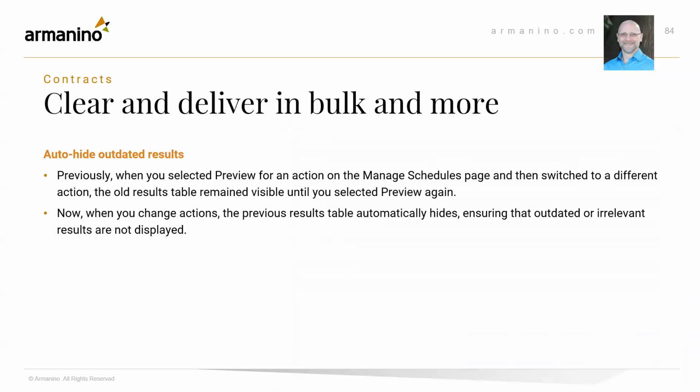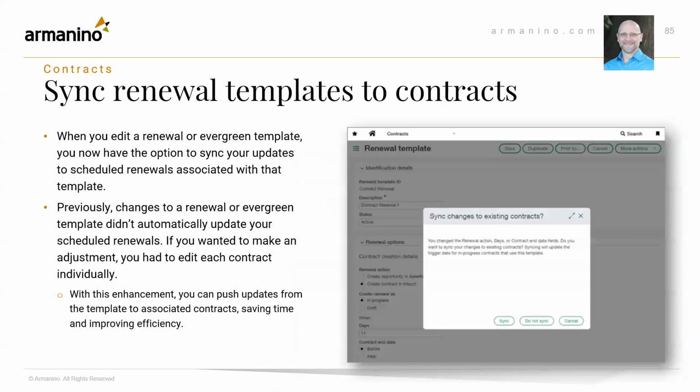And then the auto hide outdated results. Previously, when you selected preview for an action on the Manage Schedules page and then switched to a different action, the old results table remained visible until you selected preview again. Now, when you change actions, the previous results table automatically hides, ensuring that outdated or irrelevant results are not displayed. So it's less confusing, in other words.